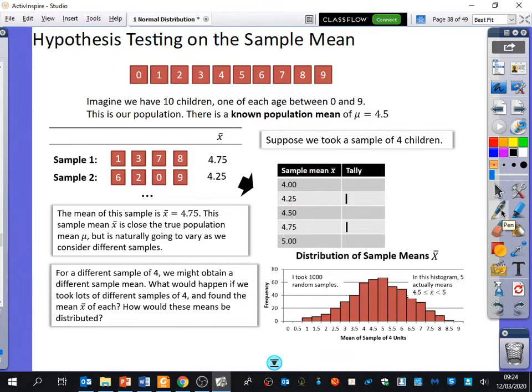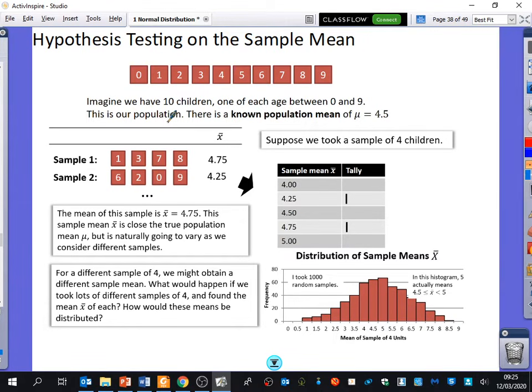I've said imagine that we have 10 children, one of each age between 0 and 9. This is our population because it's the whole thing that we're looking at for these 10 children. And there is a known population mean of mu equals 4.5. So that might be, on the chocolate bar, what you say the chocolate is going to be in the bar. It's not exactly going to be 100 grams every time, but on average it will be.